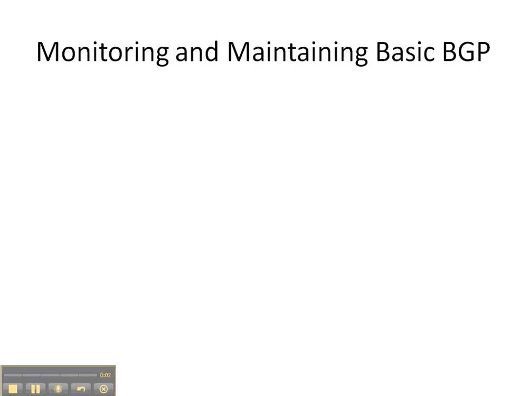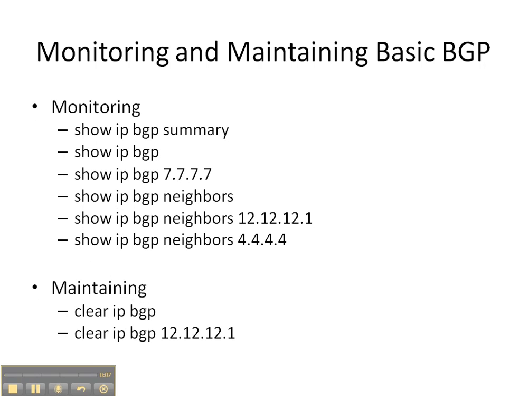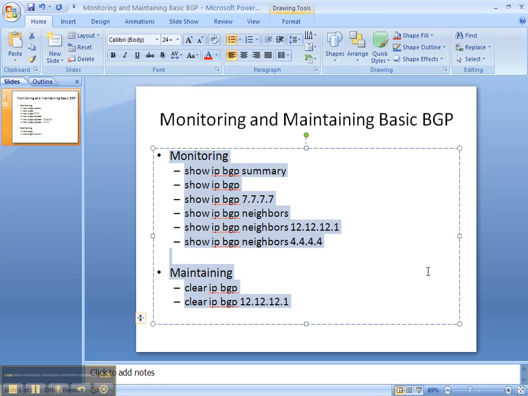All right, in this video cheat sheet, we're going to do monitoring and maintaining of basic BGP. We're going to look at several show commands and look at the different output from those show commands to give you a good idea of what you can do in your network. And that's from a monitoring perspective. And then from a maintaining perspective, I'm going to cover two different ways to clear the BGP sessions. One's generic and then one's neighbor specific.